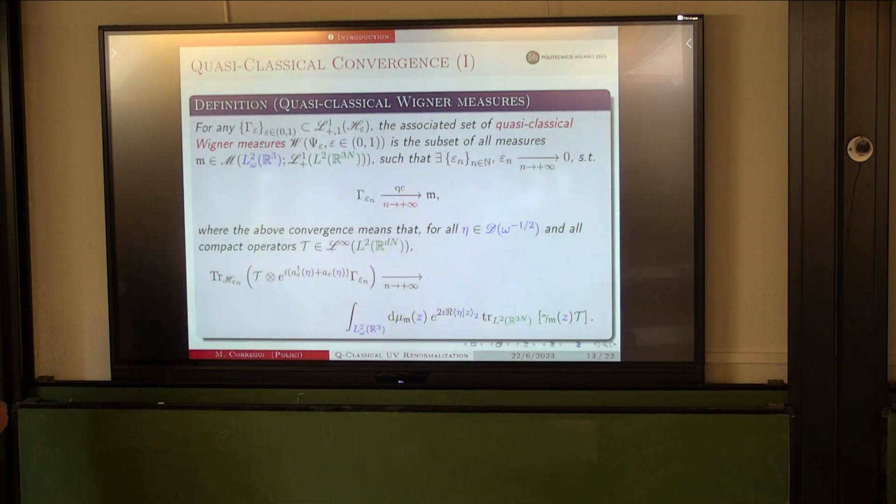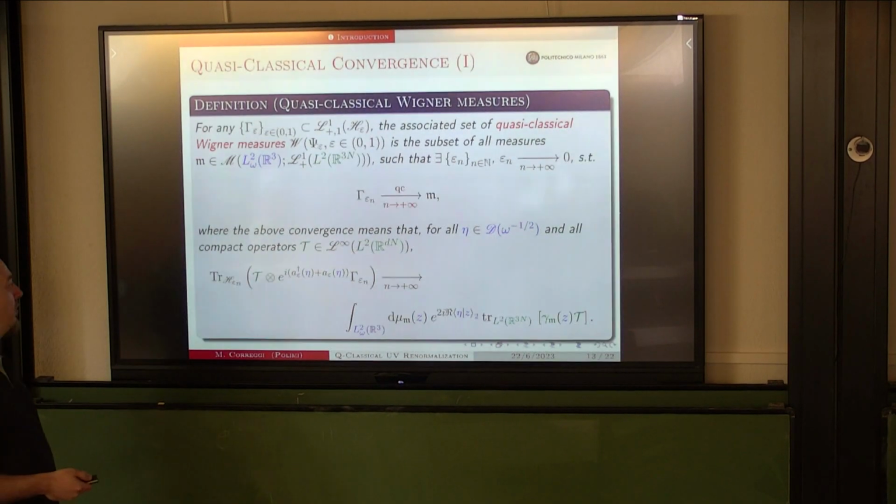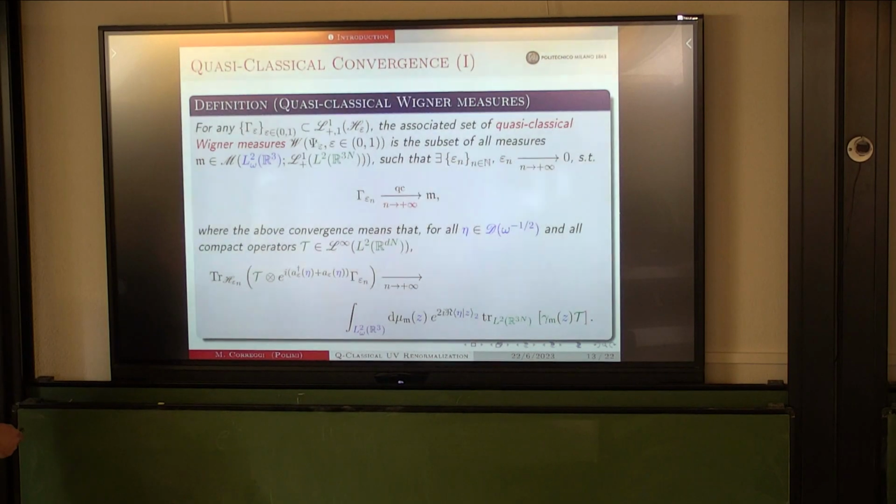Now you start with a family of states, say density matrices if you like, trace class operators with trace equal to 1, on the full Hilbert space, so the tensor product. Now you define for such a family the associated set of quasi-classical Wigner measures as the limit points, in a sense, when epsilon goes to 0 of that set. I'm sorry, there is a misprint here, there should be gamma of epsilon. What is this set of limit points? It's the set of vector measures such that there is a convergence along a subsequence.